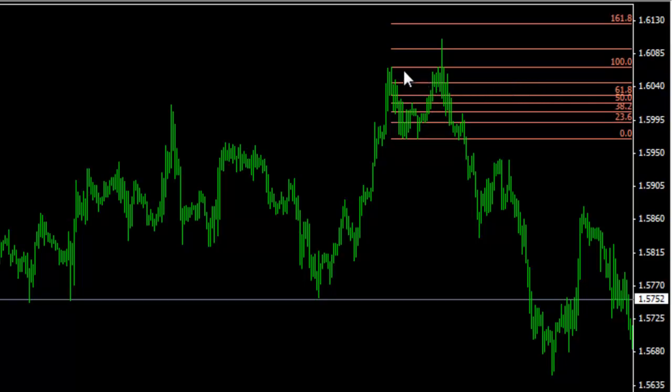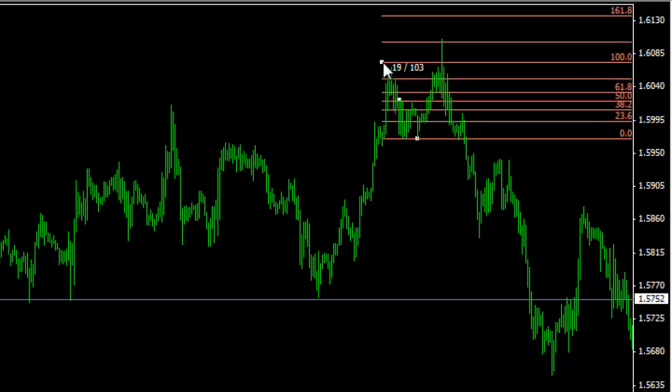What I'm going to do is grab that fib right here and lift it up, and what I'm going to try to do is put this high between the 62 and 79% retracement level at the sweet spot. And watch what happens.